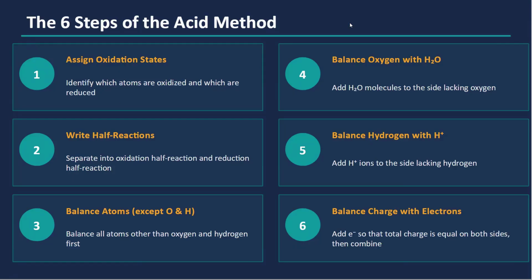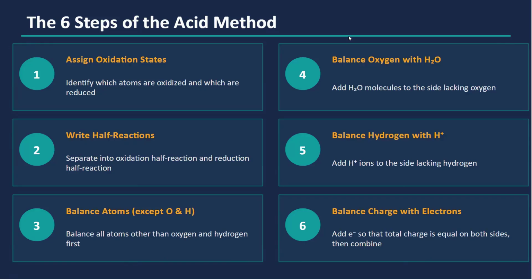So there are 6 steps of the acidic balancing method. First is assign oxidation states. Identify which atoms are oxidized and which are reduced. Second is write half reactions. After identifying which atoms are oxidized and which are reduced, you write the reduction half reaction and the oxidation half reaction. Third is balance atoms except oxygen and hydrogen. So leaving oxygen and hydrogen, balance every other atom.